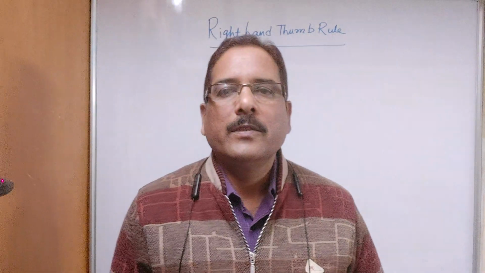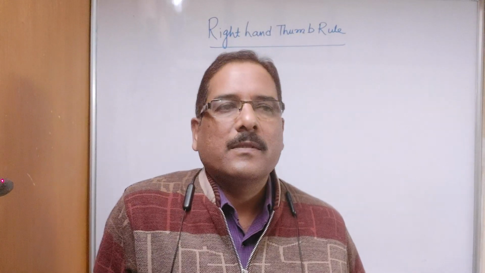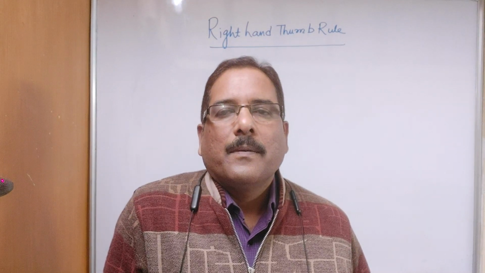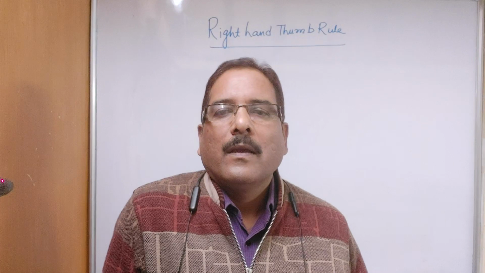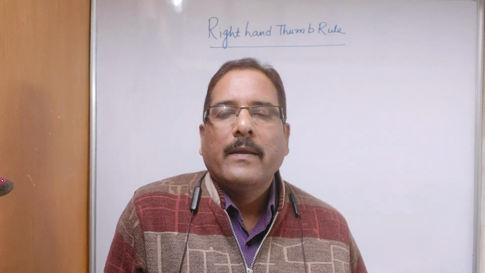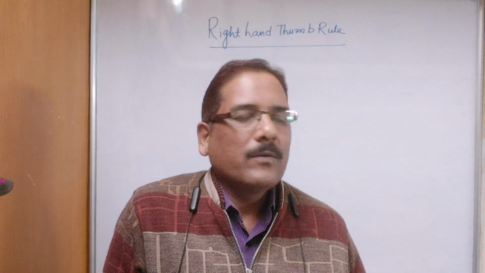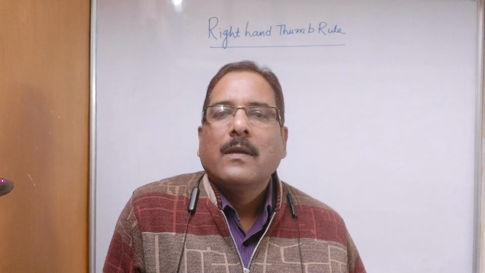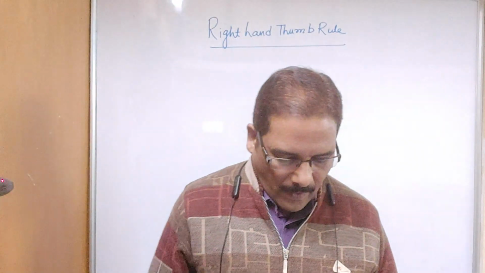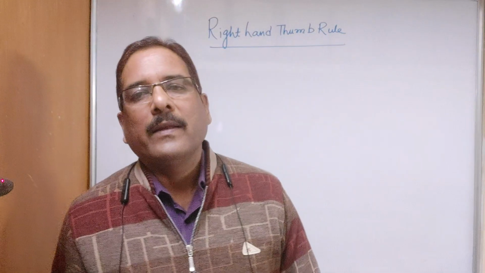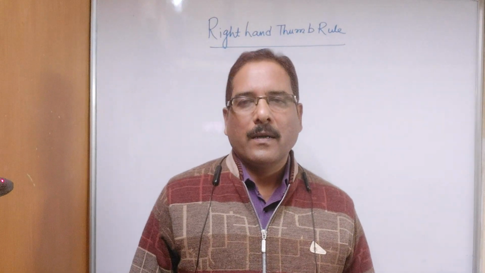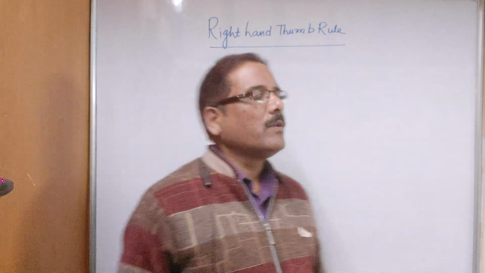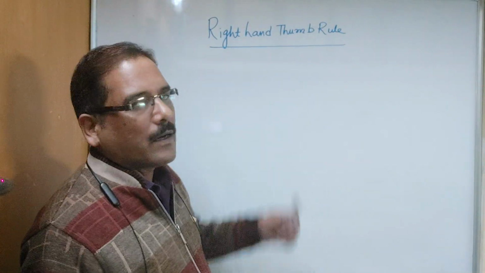We further continue this chapter. In last class we have seen how the pattern of magnetic field is in case of a current carrying straight conductor, and how this magnetic field is affected with distance and with change in electric current. Now, to find out the direction of magnetic field in a current carrying conductor, there is a rule given by Maxwell, and that rule is known as the right hand thumb rule.